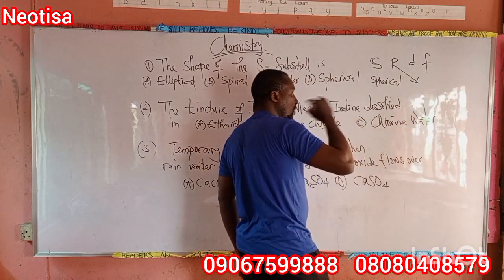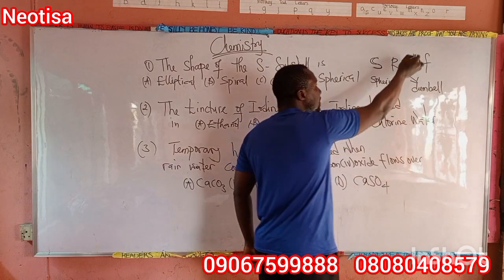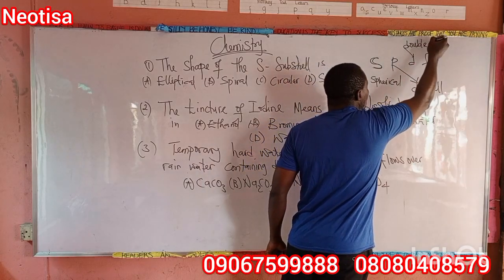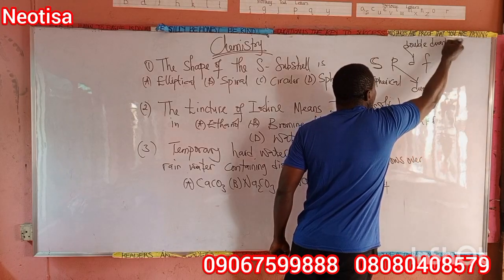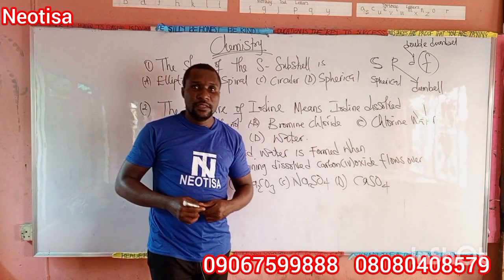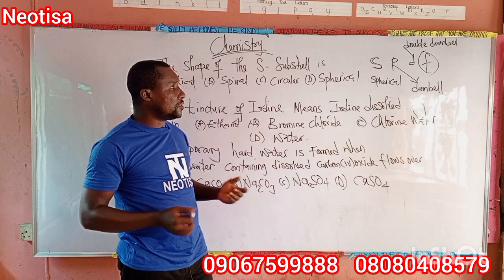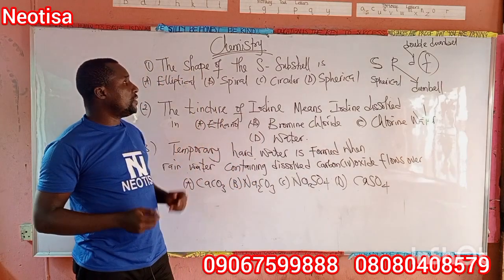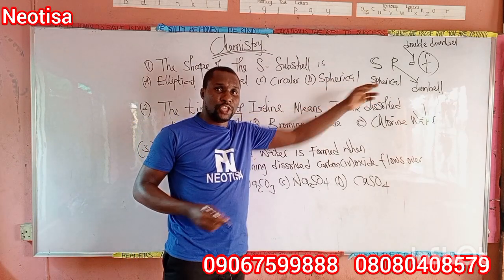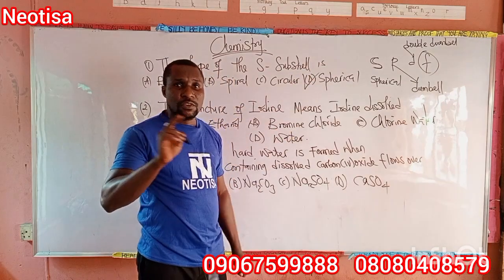P subshell is dumbbell in shape, while D subshell is double dumbbell in shape. Then the F subshell is complex. But look at the question. The question says, the shape of the S subshell is, and I told you the S subshell is spherical in shape. That means the answer to this question is option D.